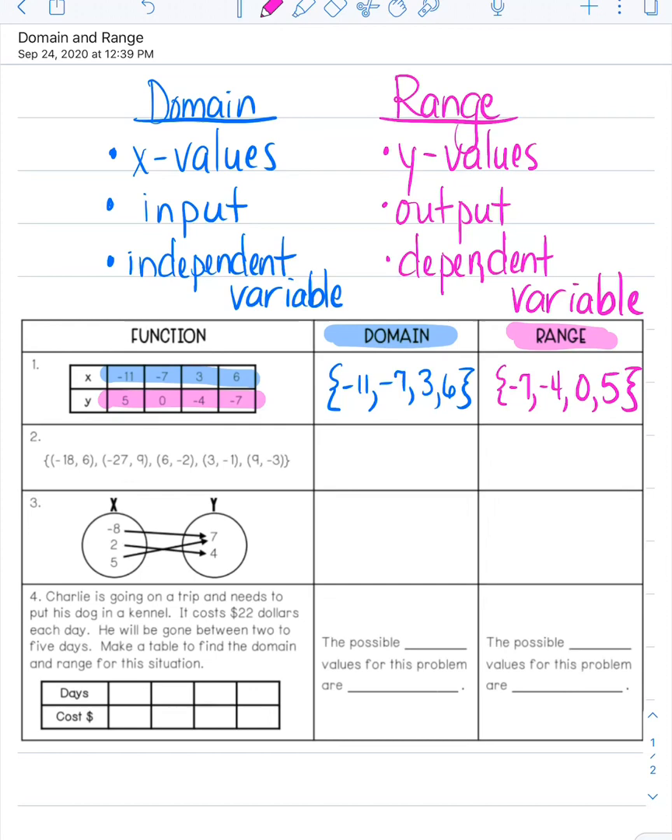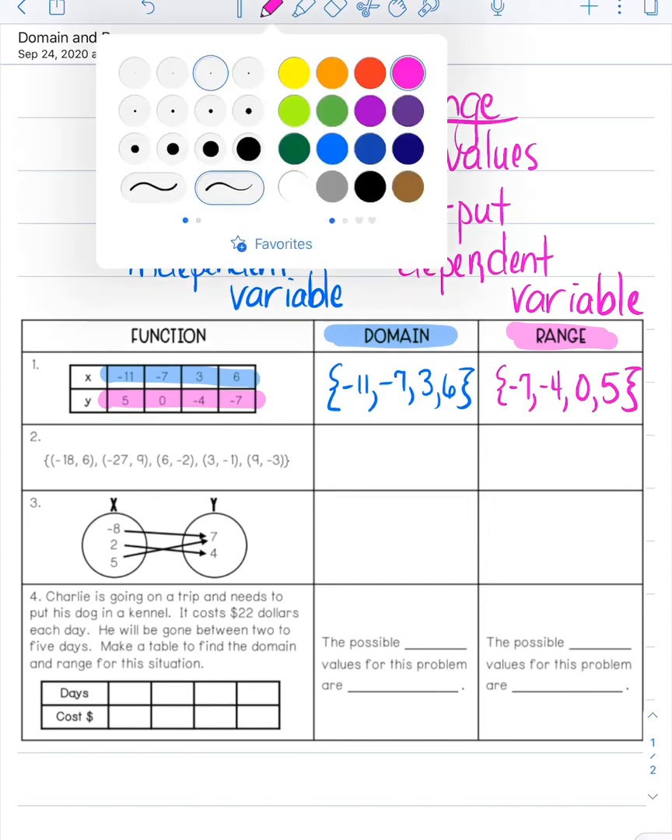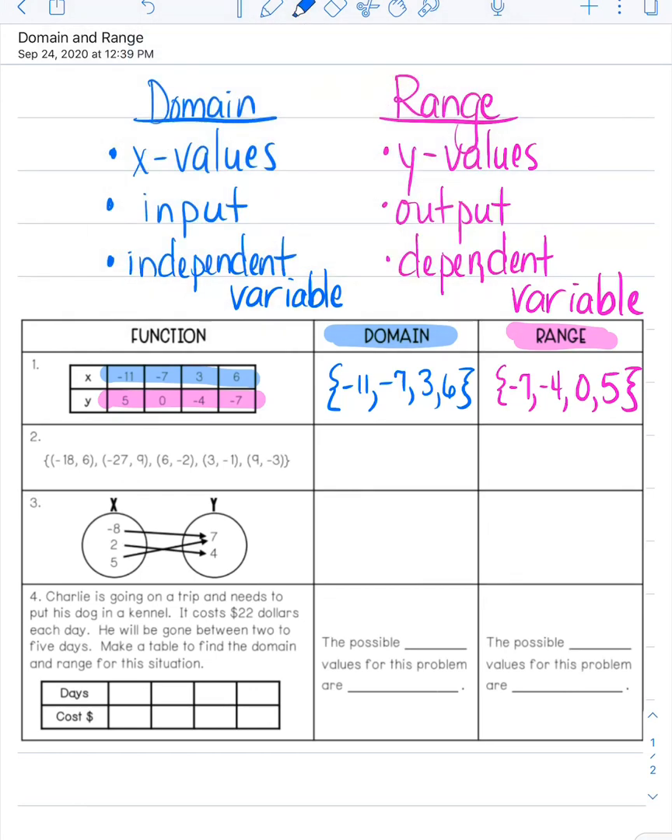So let's take a look at number 2 and look for our domain. So remember, the domain is our x values in our points. So we have -18, -27, 6, 3, and 9. So let's list those from least to greatest. Draw your brace. Looks to me like -27 is my smallest. Then -18, 3, 6, and 9.